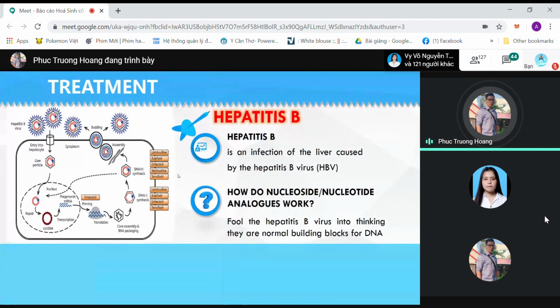So if we use drugs that terminate those steps of this virus, the virus will not be harmful to our body. That is the work of nucleotide analogues. How does it work? It will fool the hepatitis B virus into thinking that they are normal building blocks for DNA.